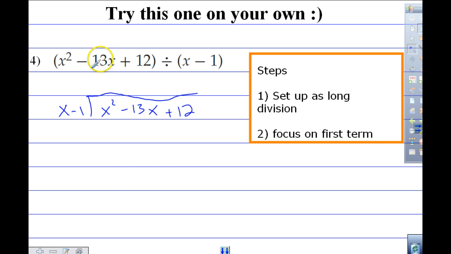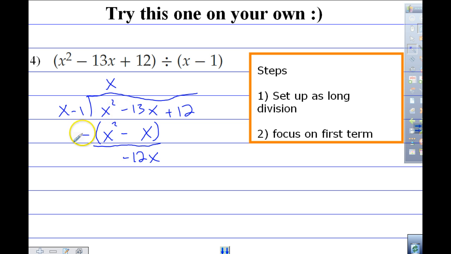Okay, you can check with mine here. Let's see here. What times x is x squared? It's x. Distribute. X squared minus x. Okay. But don't forget, it's subtraction. So we get 0 here. Negative 13 minus negative x. Negative 12. Make sure you got negative 12 there.